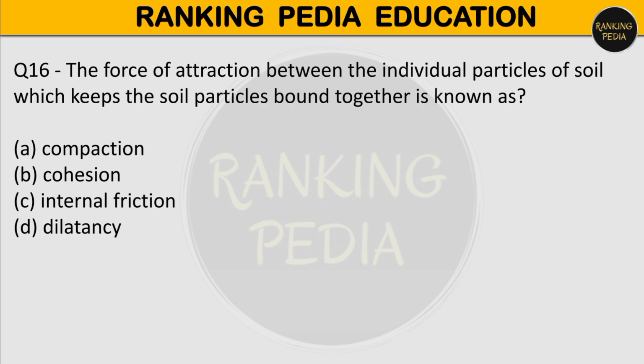Next question is, the force of attraction between the individual particles of soil which keeps the soil particles bound together is known as, your options are compaction, cohesion, internal friction, or dilatancy. So the force of attraction between the individual particles of soil which keeps the soil particles bound together is known as cohesion. That is option number B is correct.